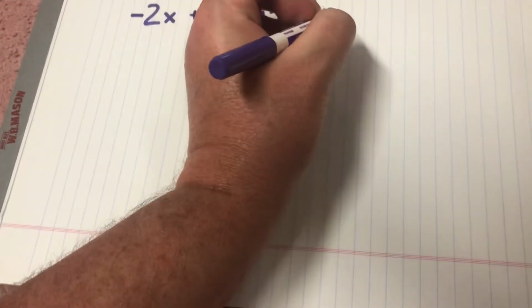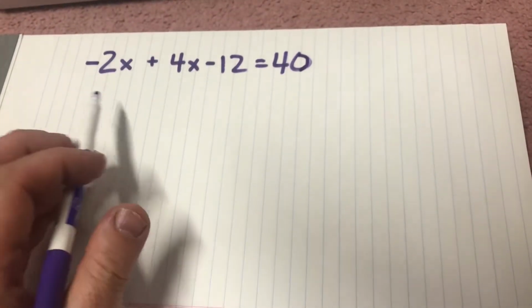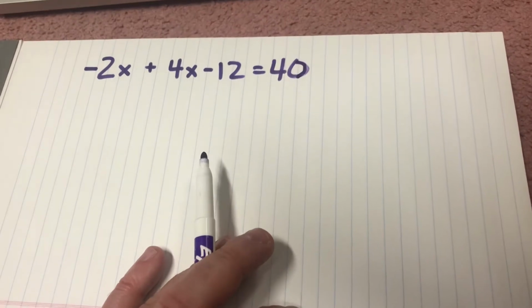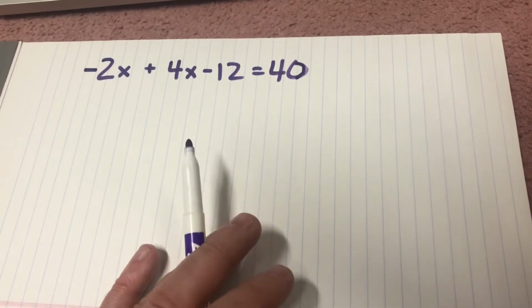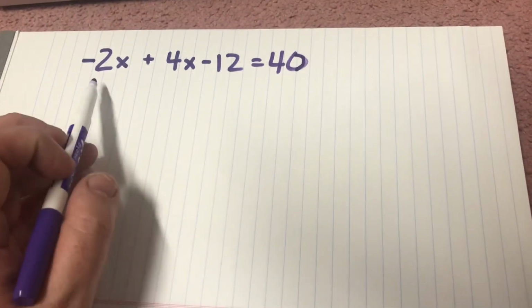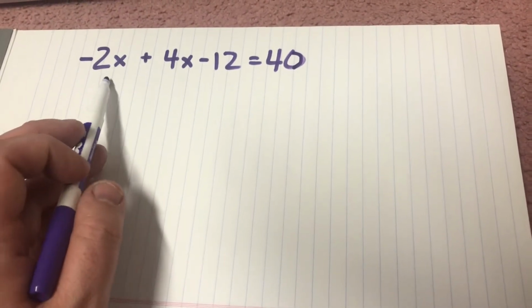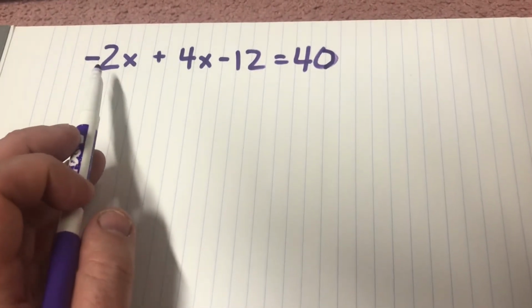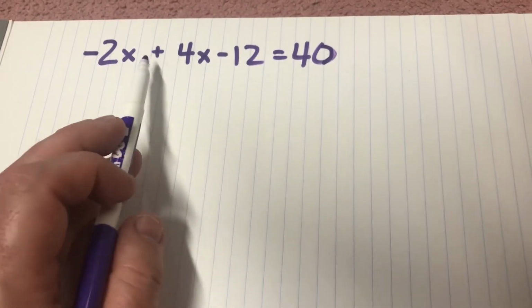The first step is always about combining like terms. Like terms are numbers that are similar in the sense that they can be combined. They have the same variable and the same exponent. So when I'm looking at this problem, I'm seeing that negative 2x plus 4x can be combined. It's a negative 2 and a positive 4.